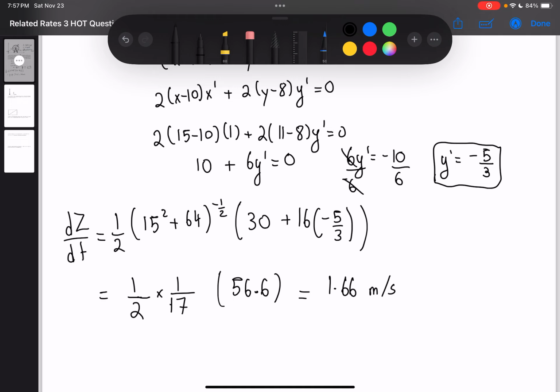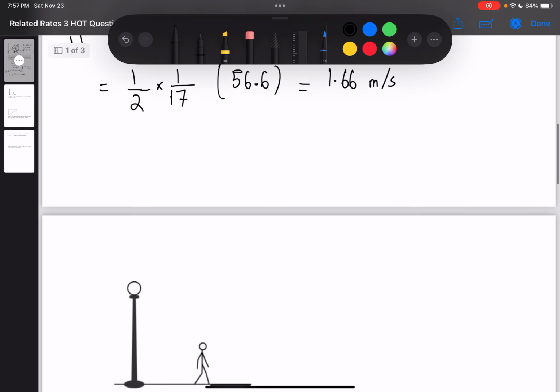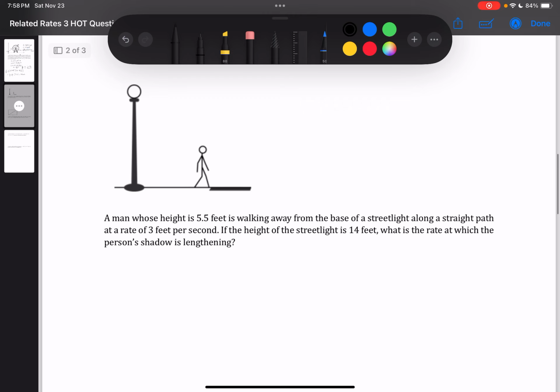But yeah, basically. Now, the other question over here, they're telling me a man whose height is 5.5 feet is walking away from the base of a street light along a straight path at a rate of 3 feet per second. If the height of the street light is 14 feet, what is the rate at which the person's shadow is lengthening? Now, in every single related rates problem, you have to find a way to relate the variables that are present in the question.